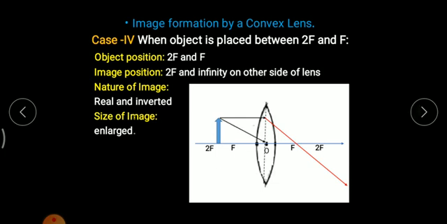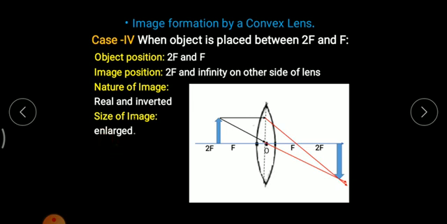Again I have to take another ray of light. Now this incident ray of light, I am passing through the optical center. It will remain undeviated, and both the rays, as you can see, are intersecting at this particular point. So at this intersection point, the image would be obtained, and the image nature would be upside down.